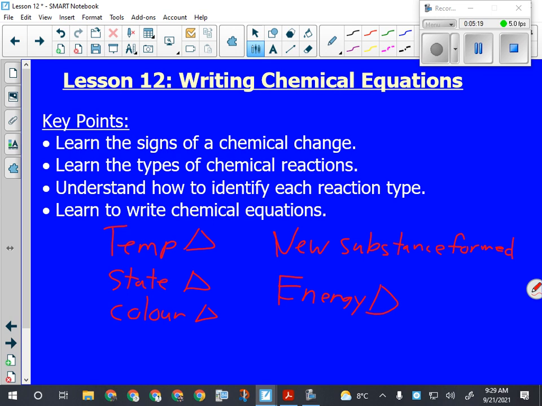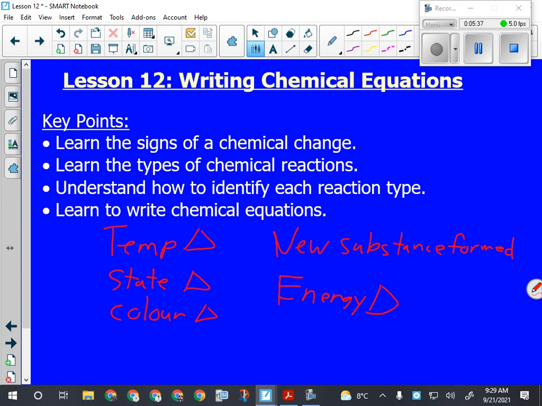New substances are formed. That's the key. That's the difference between a chemical change and a physical change. Evaporating water is not a chemical change. Why not? Because you're just changing the state of water. Exactly.